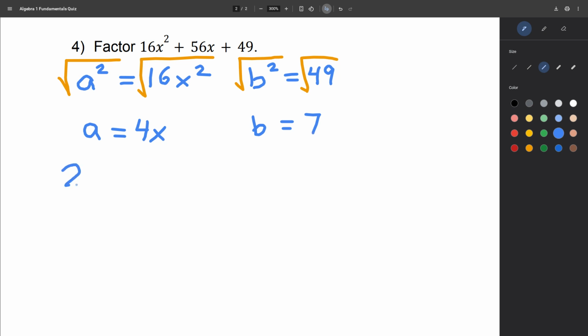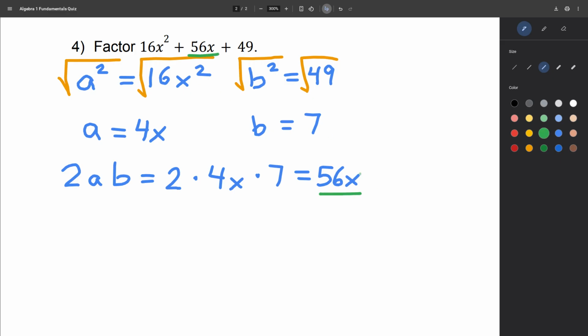Now we want to figure out 2ab. Does that equal 56x? So 2 times 4x times 7. So that's 8x times 7. That is 56x. So this and this match. So this is a perfect square trinomial. It's going to factor to the quantity (a plus b) squared. So in this case, a is 4x and b is 7. So this is going to factor to the quantity (4x plus 7) squared.